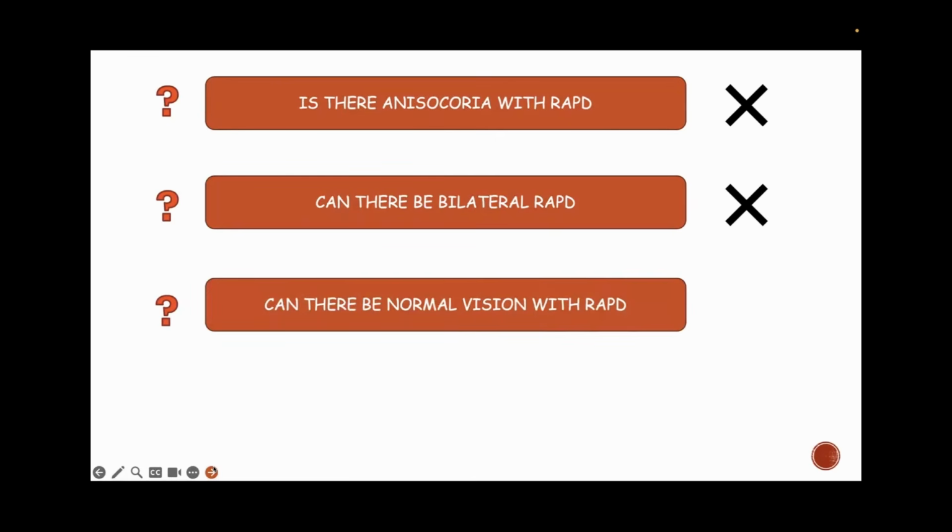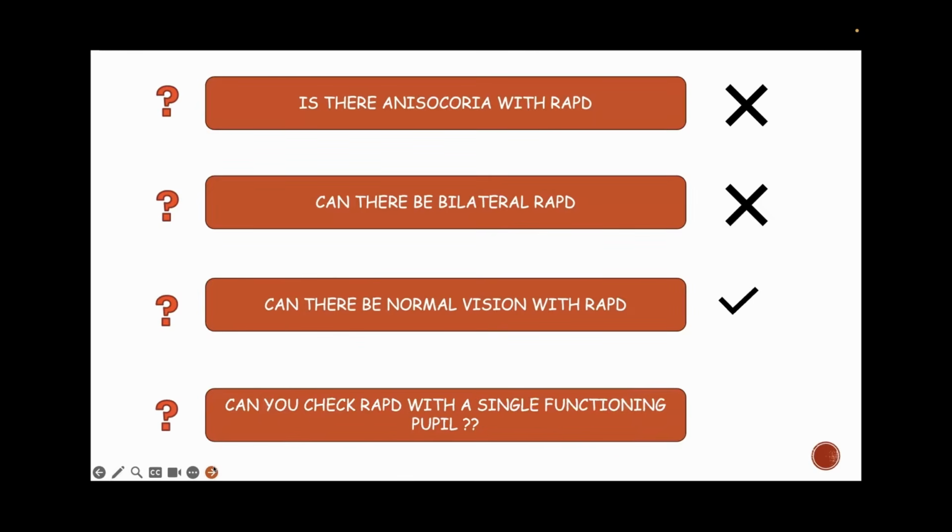Then there's another question. Can there be normal vision with RAPD? Now the answer to this question is yes. Not very frequently, but we have seen patients who come with 6/6 vision and they have an RAPD. The next step that you're going to do is look at the color vision and the visual field. Optic neuritis patients initially present with sometimes just color desaturation or a visual field defect, and their vision may actually be even normal. So, vision means all three components. The Snellen's visual acuity, you look at the color vision and you also look at the visual field.